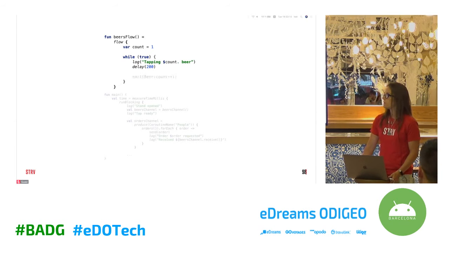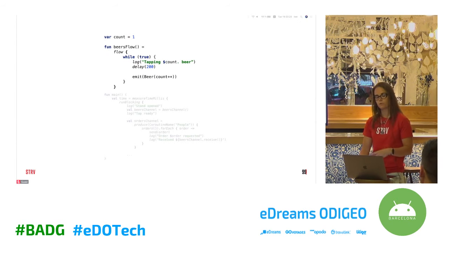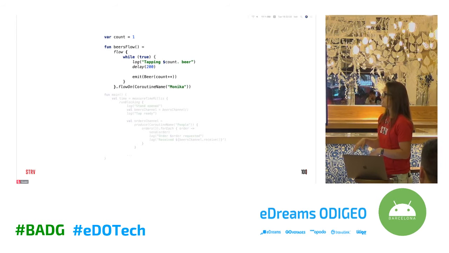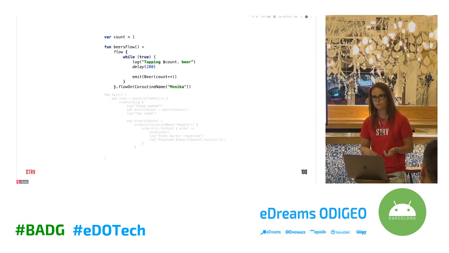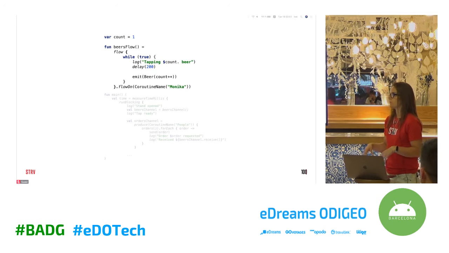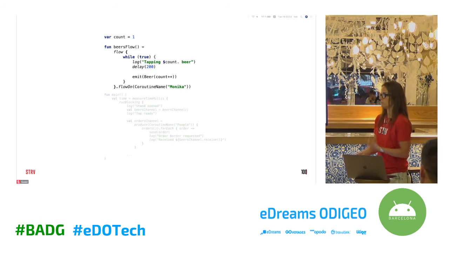Instead of send, we need to call emit. And because each subscriber gets its own copy of a flow instance, we need to move the count variable outside of the builder block, because otherwise it would be reset at each subscription. And flowOn is a little bit advanced for this presentation, but what this basically does is switch the flow's context, similarly to what subscribeOn in RxJava does. And here I'm using it just for debugging purposes because I would like to attach a name to this flow.